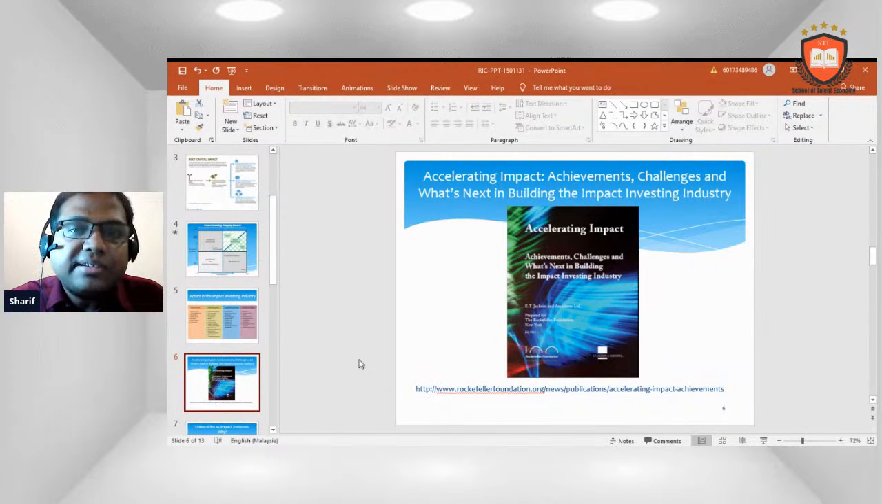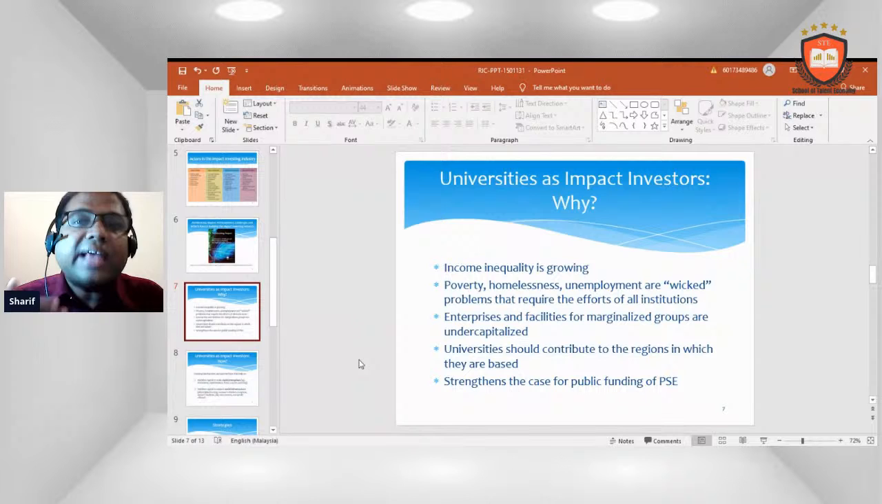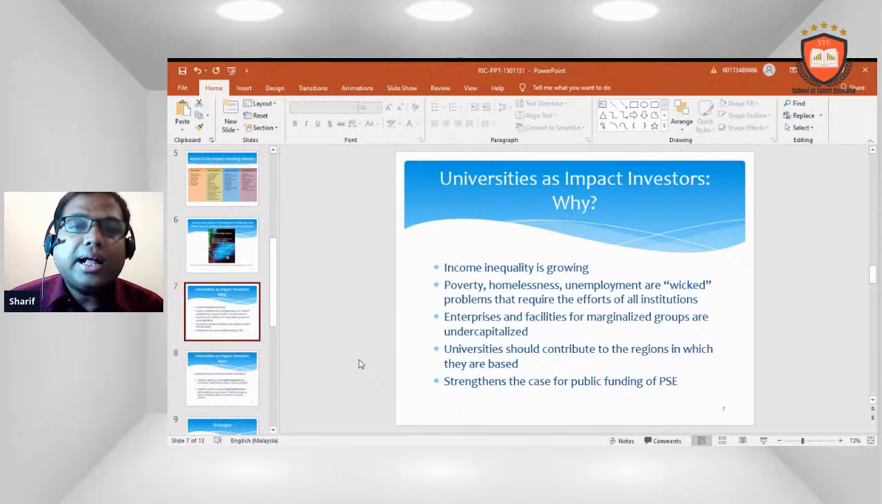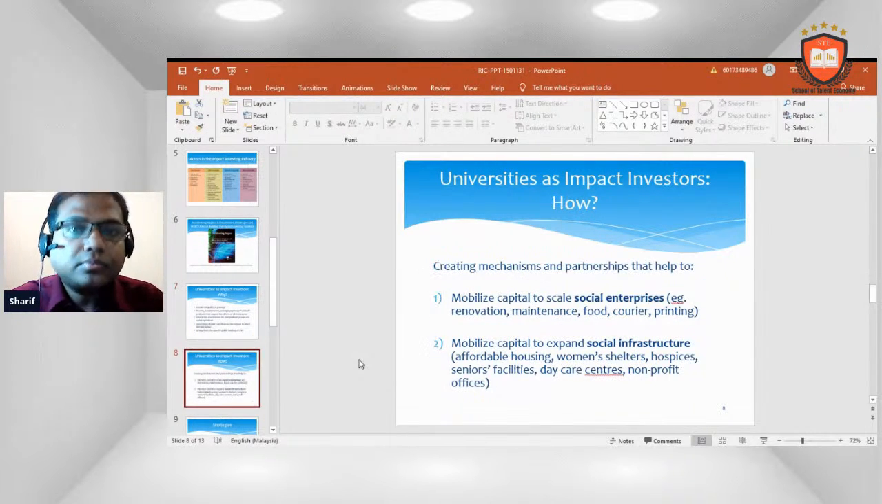Accelerate impact: achievements, challenges and what next in building the impact investment industry. This is one of the major things. Universities as impact investors. Why? Income inequality is growing, and poverty, homelessness and unemployment are problems that require the effort of all institutions. Enterprises and facilities for marginalized groups are undercapitalized. Universities should contribute to the region in which they are based and strengthen the case for public funding of postsecondary education.